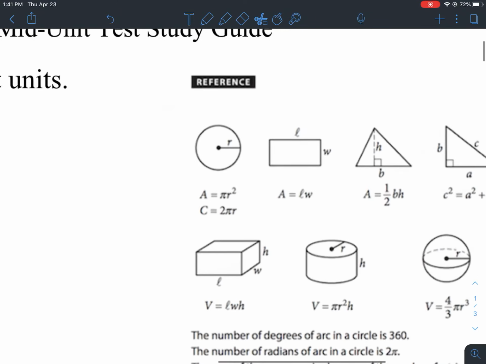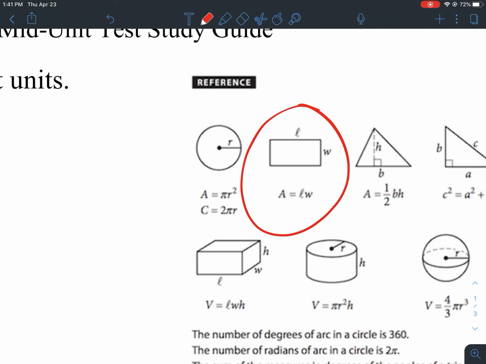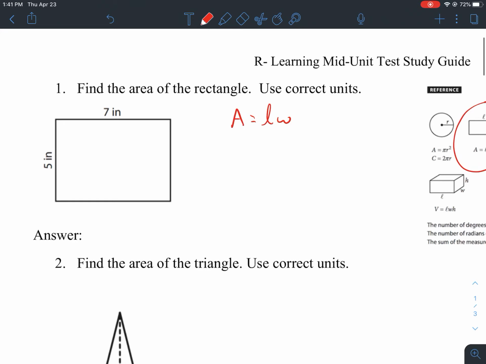So if we look at our SAT formula sheet, we know that to find the area of a rectangle, we're going to use area equals length times width. So if we look here, we could say our length is 7 and our width is 5. Now these are interchangeable. If you say length is 5 and width is 7, perfectly fine, you will still get the same answer. So we get area is 7 times 5, which gives us 35.